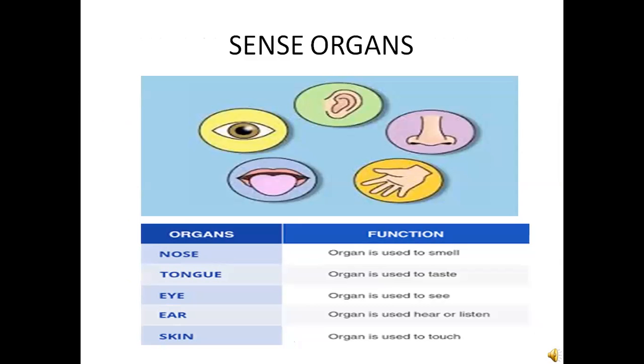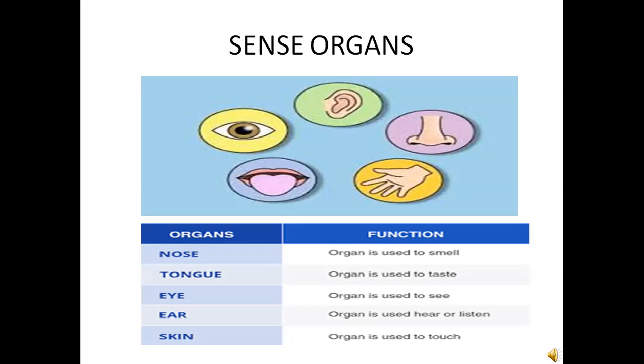Sense organs. Sense organs are like the windows to the outside world. There are 5 sense organs in our body, such as eyes, ears, nose, tongue, and skin. They make us aware of our surroundings. We are able to see, hear, smell, taste, and feel only through sense organs.